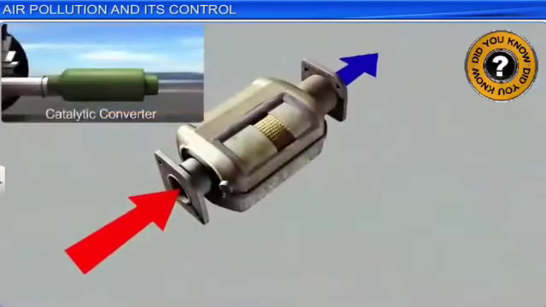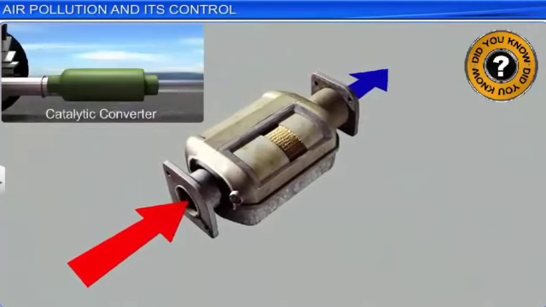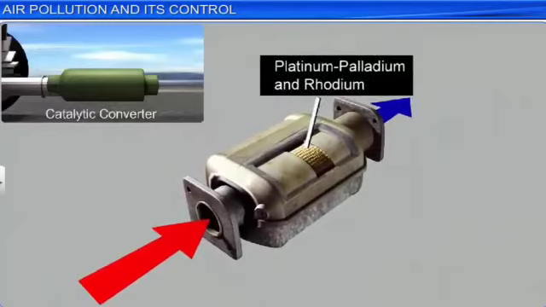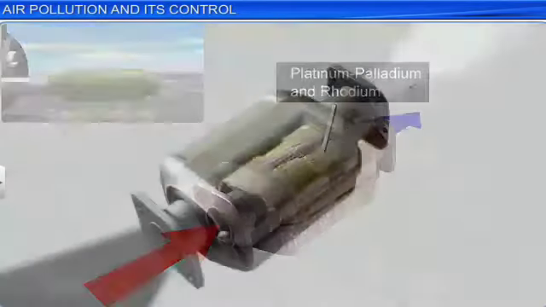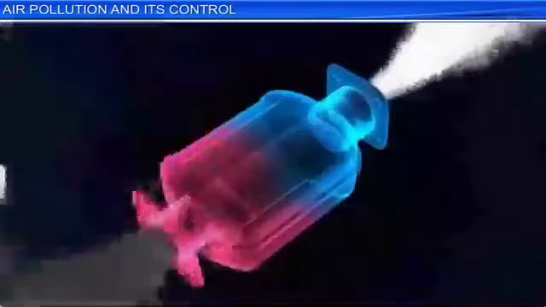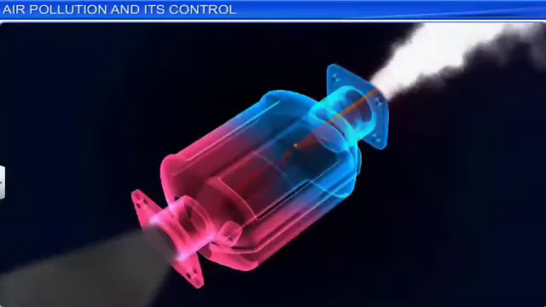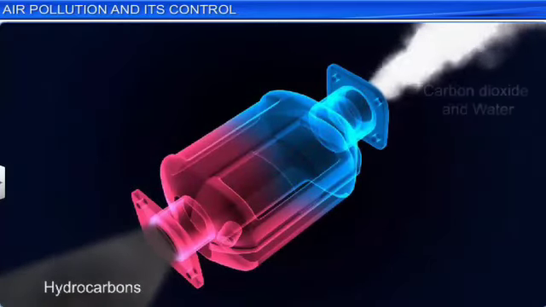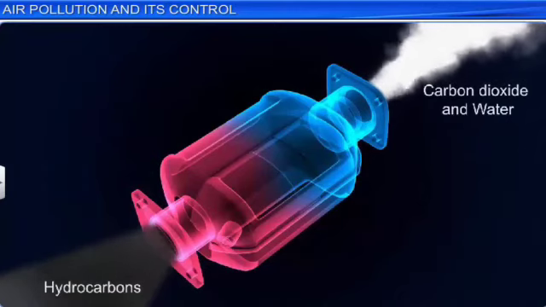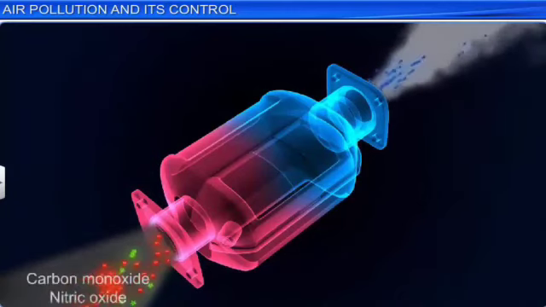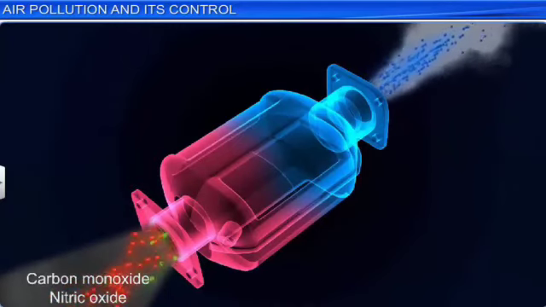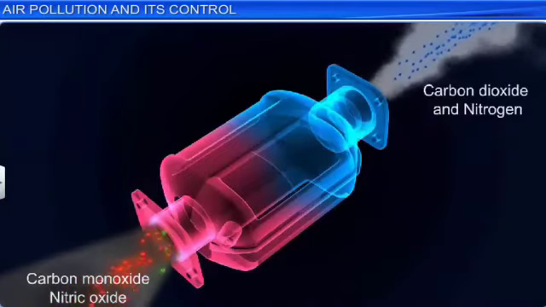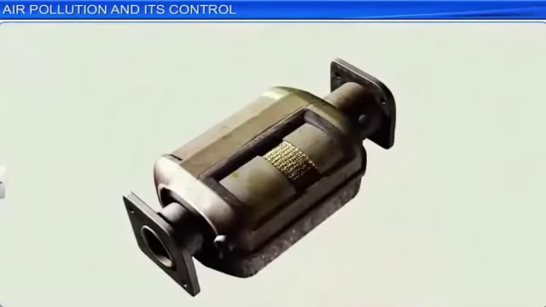Did you know that catalytic converters contain catalysts made of expensive metals such as platinum, palladium, and rhodium? When fitted into vehicles, a catalytic converter changes poisonous exhaust gases such as unburnt hydrocarbons into carbon dioxide and water. Likewise, carbon monoxide and nitric oxide are converted into carbon dioxide and nitrogen gas respectively. Catalytic converters thus reduce the emission of poisonous gases.